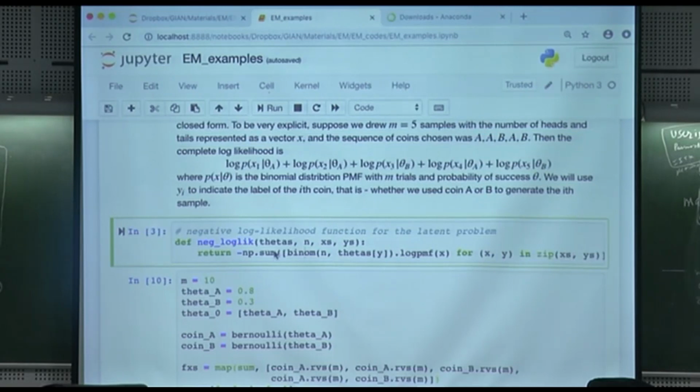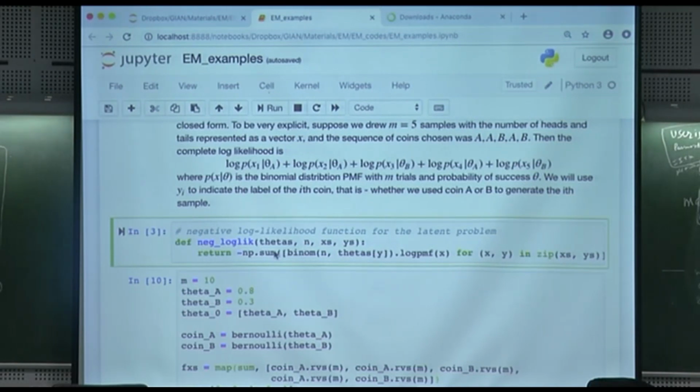Binomial distribution with n coin tosses, theta corresponding to that y, times log PMF evaluated at the point x. I'm going to write this on the board so that we know exactly what is going on, because I'm going to ask you to modify this. For x, y in this quantity called zip xs, ys.